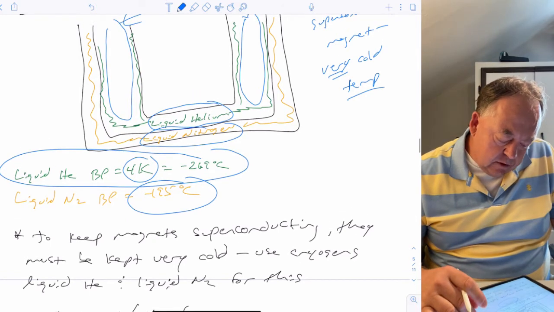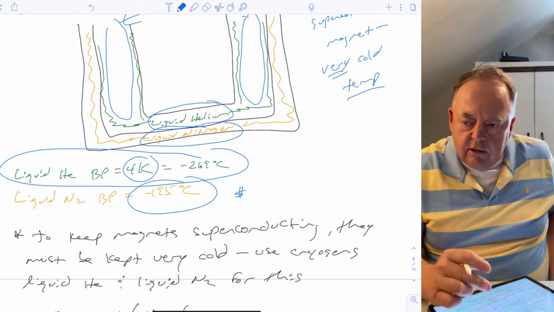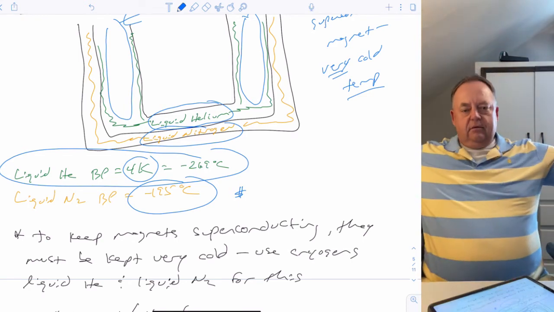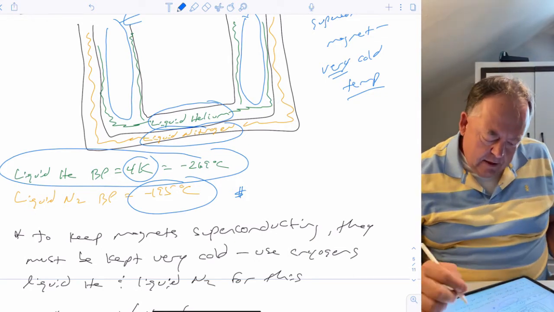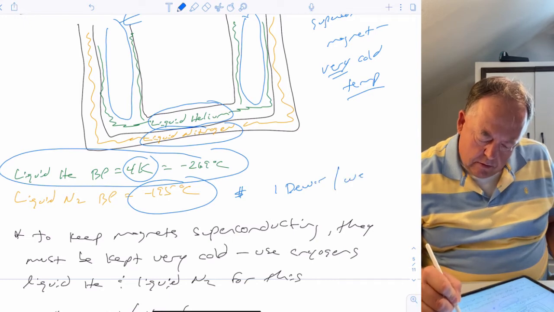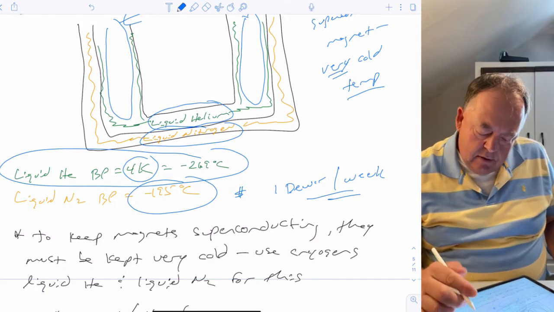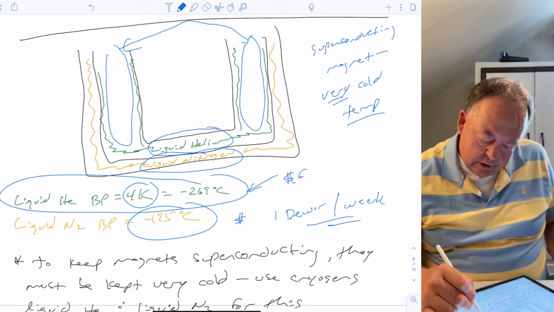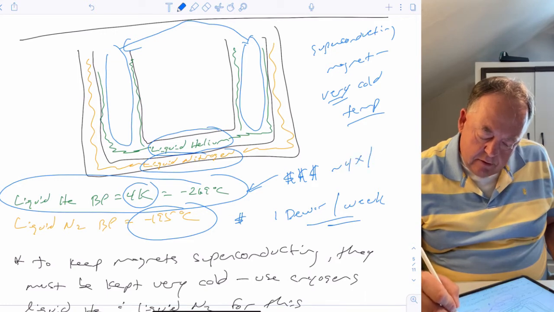One of the reasons the NMR instruments are designed like this is that liquid nitrogen is pretty cheap. A gallon of liquid nitrogen costs about the same as a gallon of milk, but we use a lot of liquid nitrogen. We have dewars that are about this big and about 5 or 6 feet tall, and we use one of those dewars every single week. We have to fill the instrument up with liquid nitrogen. Liquid helium is much more expensive. We had to fill it up with liquid helium about 4 times a year.